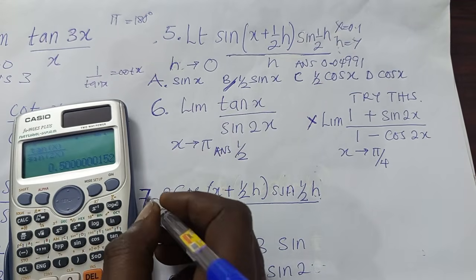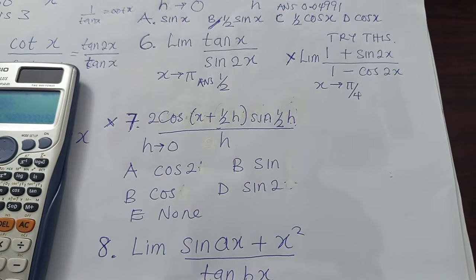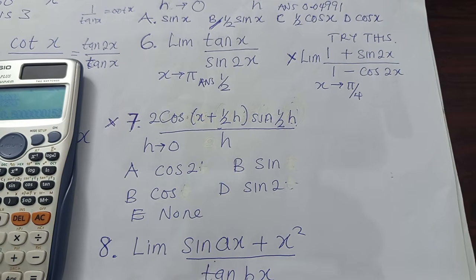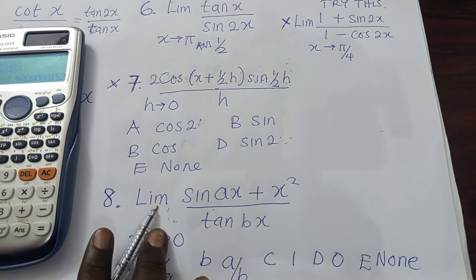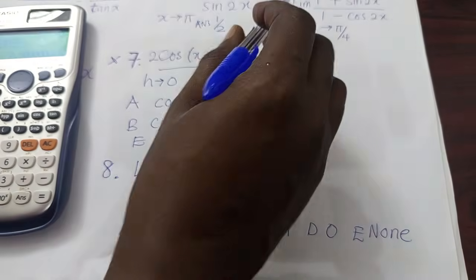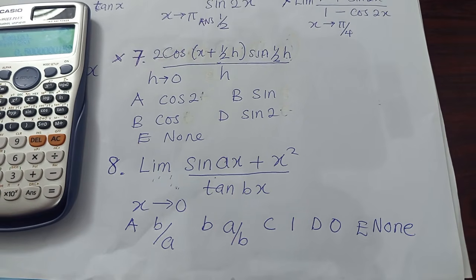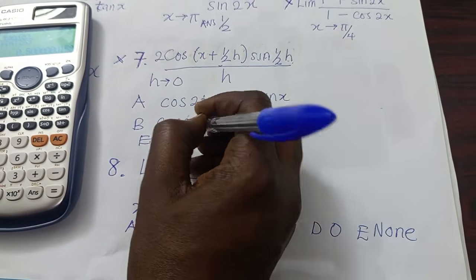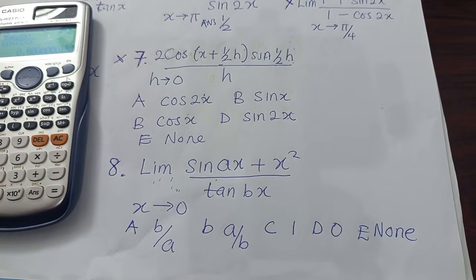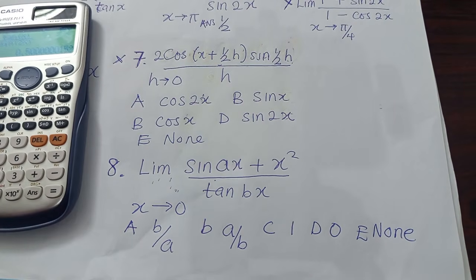Now try number 7, then try number 8 and number 9. You are going to try 7, 8, and 9. Anything you get, all these ones carry x as the option. So try it and send your answers for 7, 8, 9 to us in the comment section. Thank you.